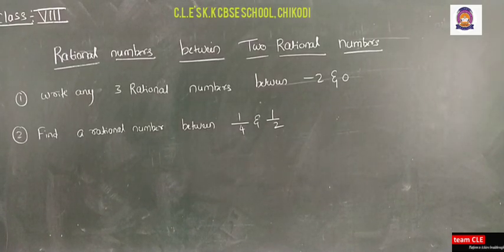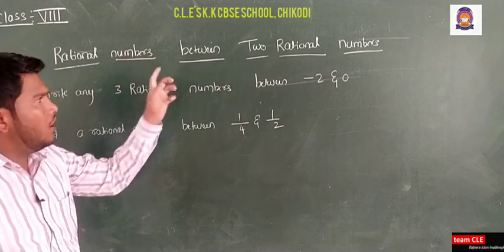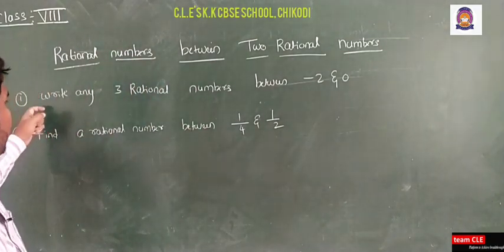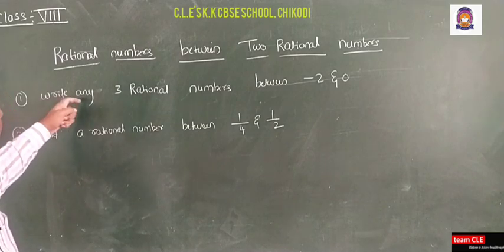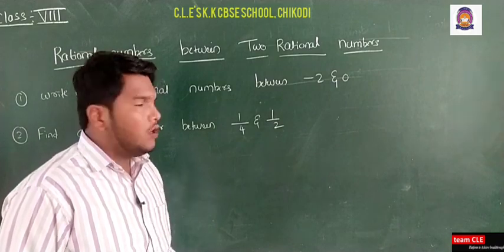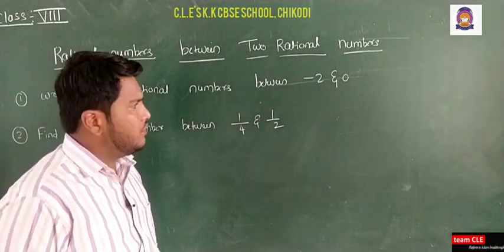Now see one more concept we have: rational numbers between two rational numbers. What do we mean by rational numbers between two rational numbers? One example I am going to solve. Write any three rational numbers between minus 2 and 0.